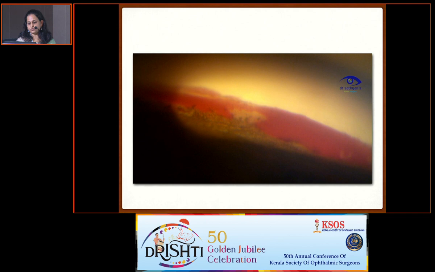Now coming to this patient, who had PDR and came with a raised IOP. On examination, the slit lamp didn't show any NVI, but on gonioscopy there was a bleed in the angle. So it's not always that you will get an NVI at the pupillary margin. You always have to see the angle to rule out NVG.